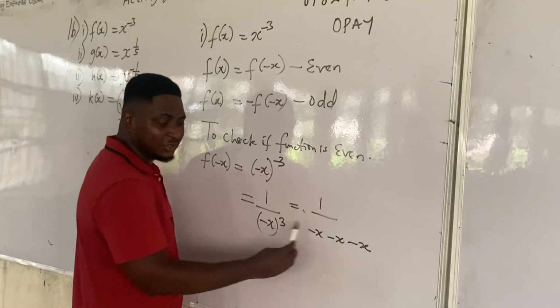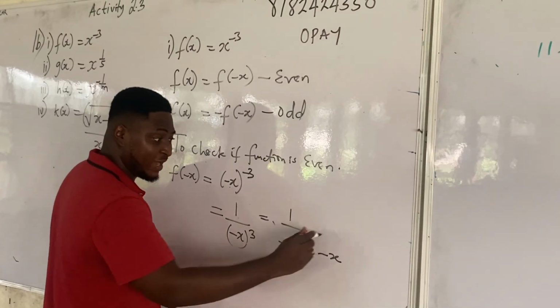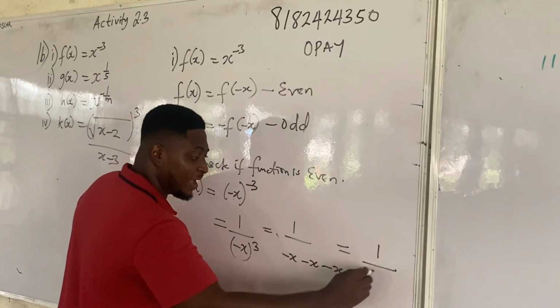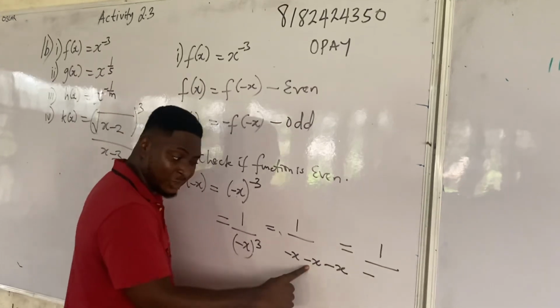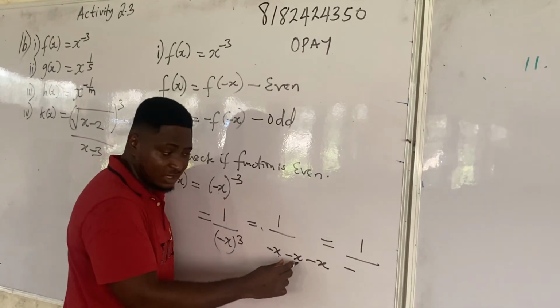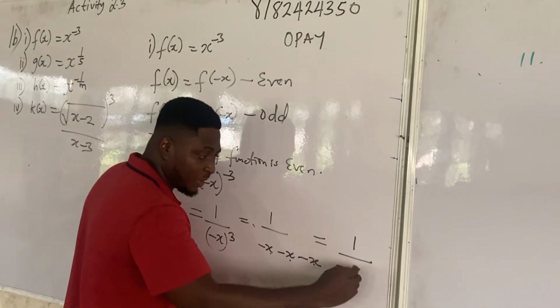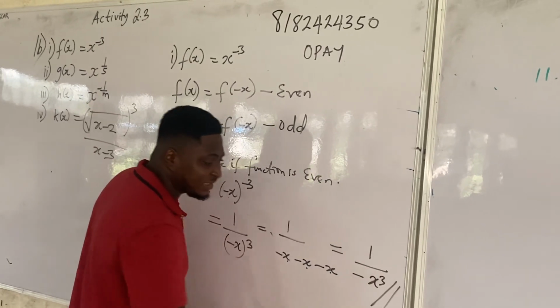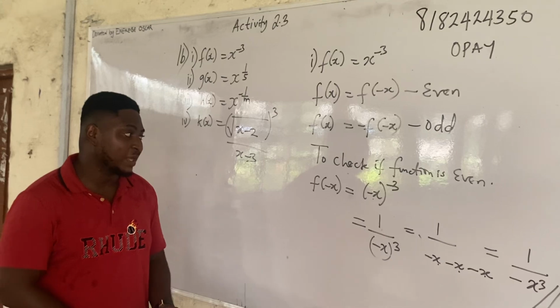Now, minus times minus is plus, plus times minus is minus, right? So we have 1 all over minus, because minus times minus is plus, plus times minus is minus. Now, x times x squared times x gives x raised to power 3. So class, the final answer is 1 all over minus x raised to power 3.